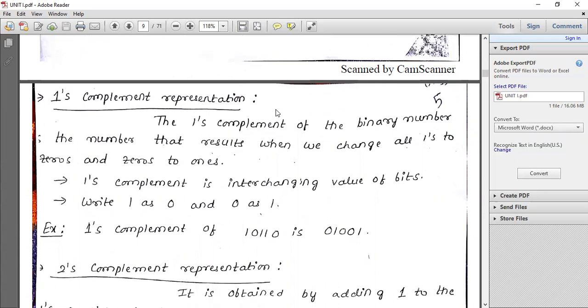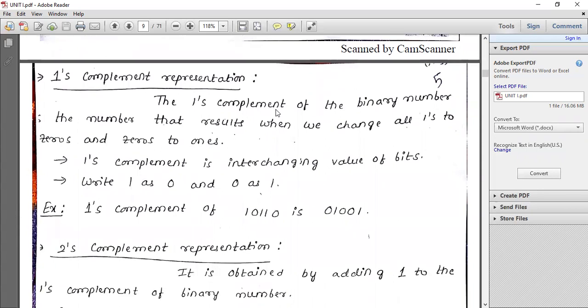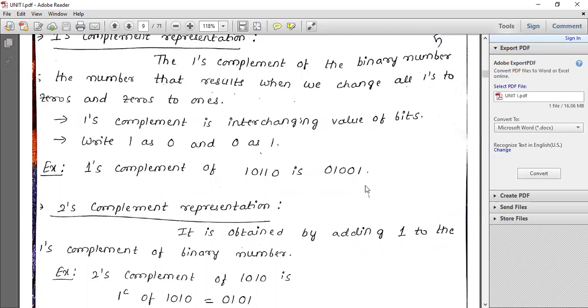So let us start with the 1's complement first. Generally, the 1's complement representation is simple. We are going to interchange zeros with 1's and 1's with zeros. So replacing 1 with 0 as well as 0 with 1 is done in the 1's complement process. Let us consider an example, 10110. The 1's complement of 10110 will be 1 replaced by 0, 0 replaced by 1, which gives 01001. Now this is the 1's complement. Just remember that 1's complement is the interchange of 1 to 0 as well as 0 to 1.